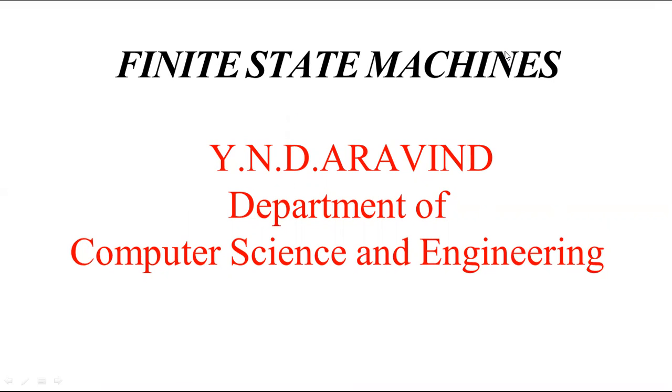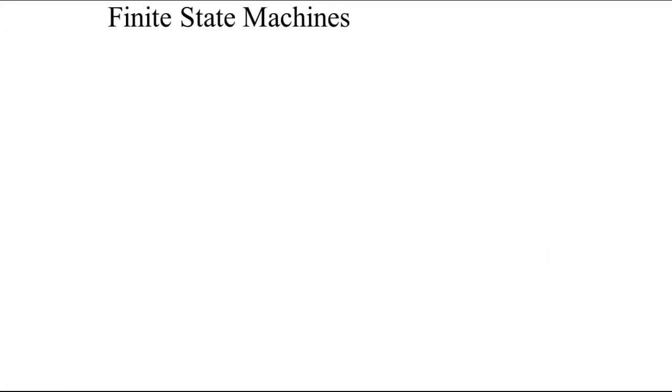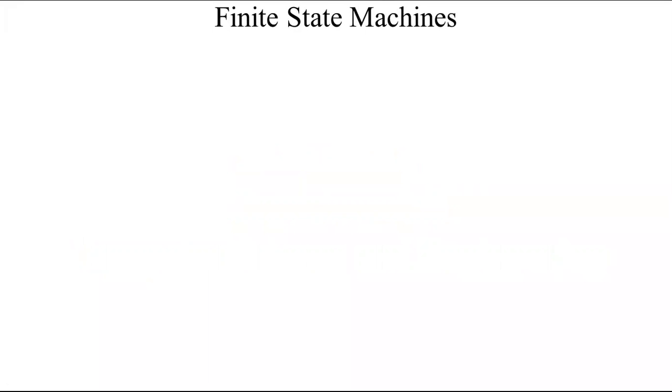In this video, we will study the finite state machines. A finite machine, which is also called a finite automata, is used to recognize patterns. It is a simple idealized machine. It is a mathematical model of computation and an abstract machine which can be in exactly one of a finite number of states at any given time.